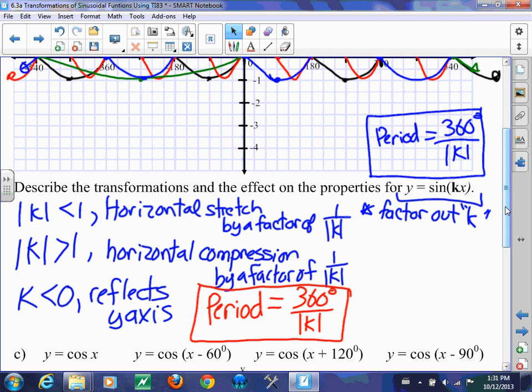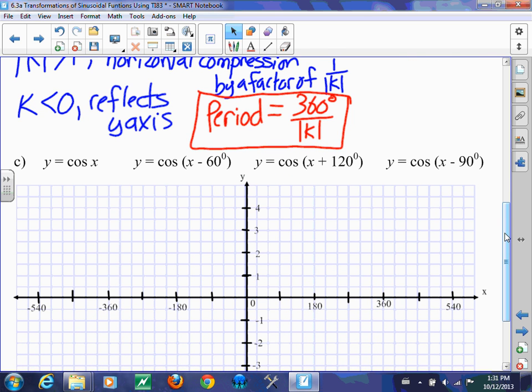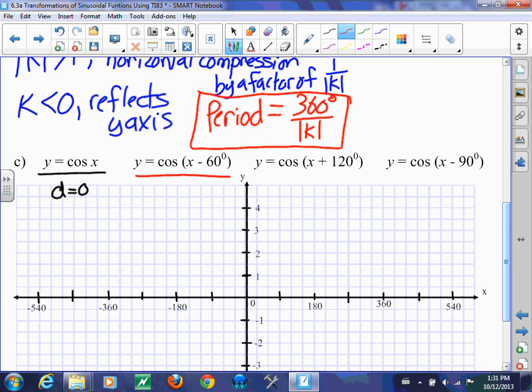All right, let's deal with our last letter. We've dealt with a, we've dealt with c, we've dealt with k. Now we're going to deal with our last one, which is the d. Okay? So looking at our parent function here, ladies and gentlemen, we notice that d equals 0. That means there's no translation left or right. I look at my next one, we notice d equals 60. That means we're going to start by shifting it 60 degrees to the right.